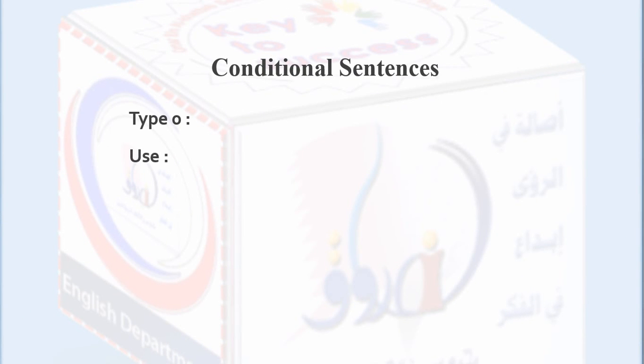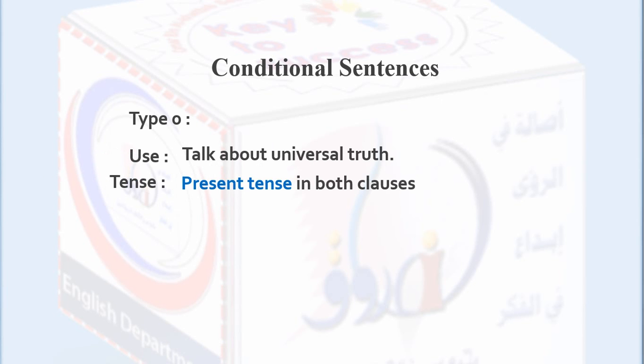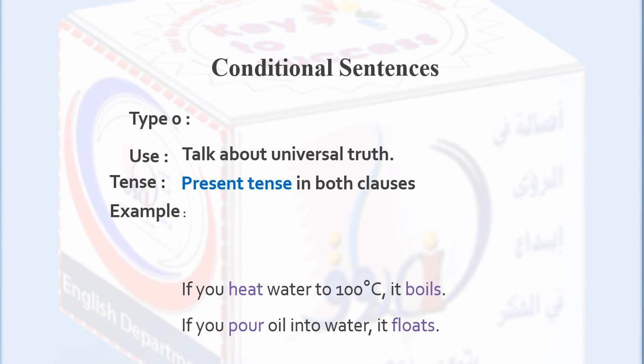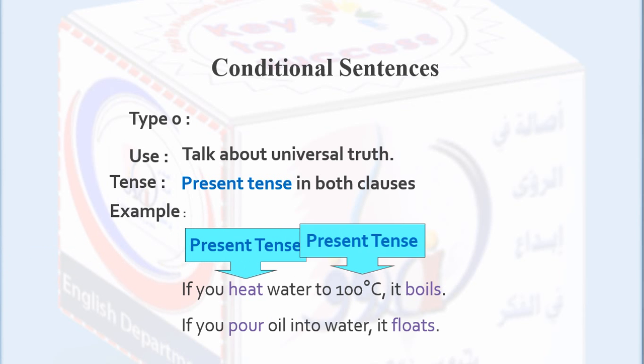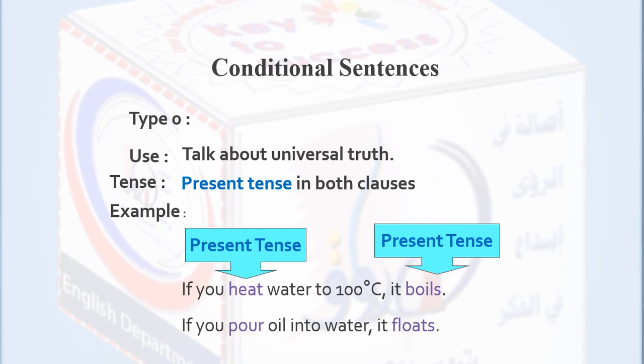Zero type, or type 0, is used to talk about universal truth. Tense: present tense in both clauses. Let's have an example. If you heat water to 100 Celsius, it boils. If you pour oil into water, it floats. They don't mix. So we have if you heat, present simple, it boils, present tense.